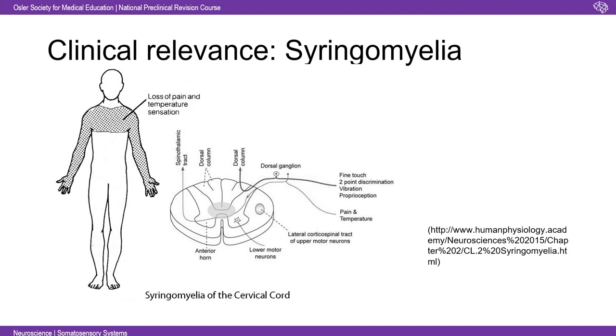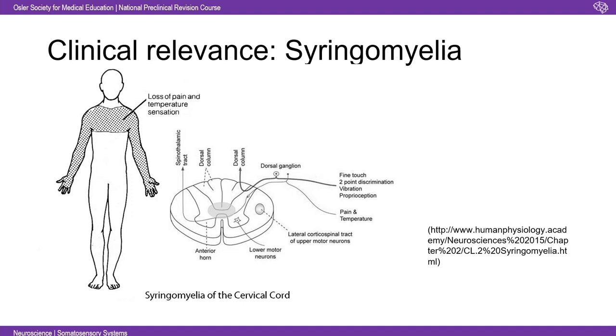So you get what's called a cape-like distribution, sort of as shown on this picture. But if you look to their back, it would sort of go down their back as well, just by virtue of how your dermatomes work. Importantly, because this is only the anterolateral system, you get a loss of pain and temperature and crude touch, but you still have preservation of things like fine touch and proprioception.